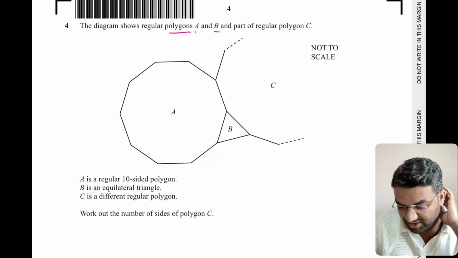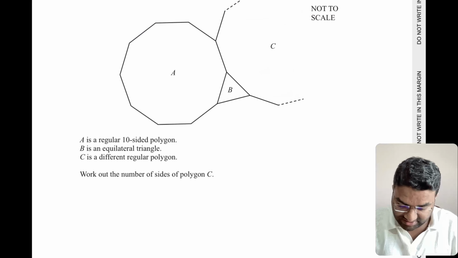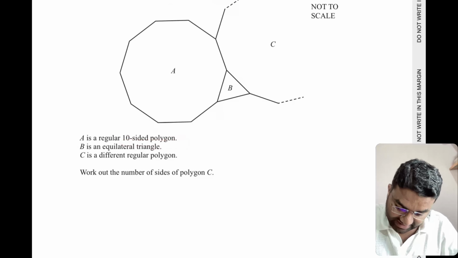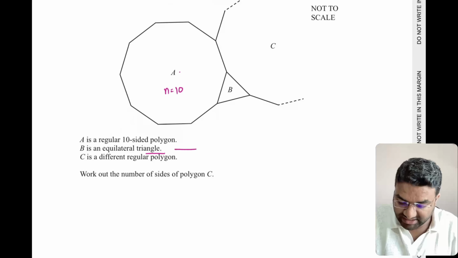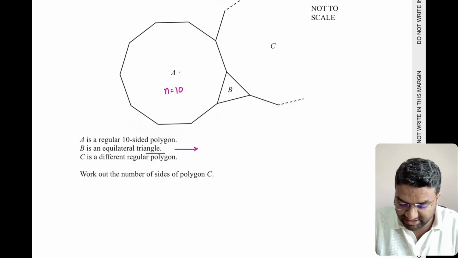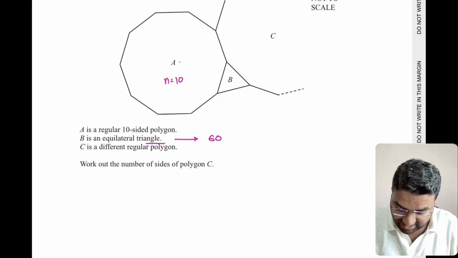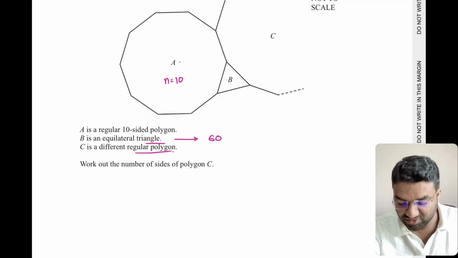A, B, and part of C are shown, right? Here we are given that A has n equals 10 sides. Then B has 3 sides, an equilateral triangle. Each interior angle in an equilateral triangle is 60, right? Then C is a different regular polygon, and we have to figure out the number of sides of the regular polygon C.